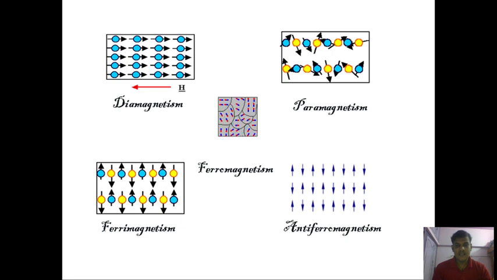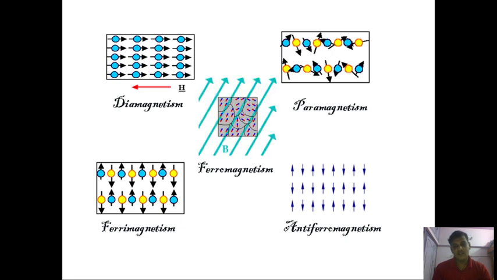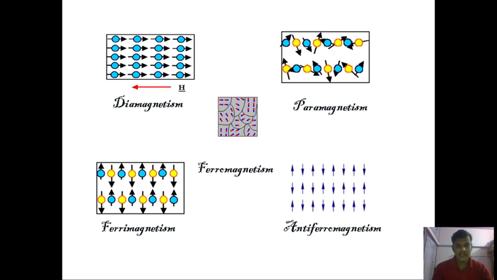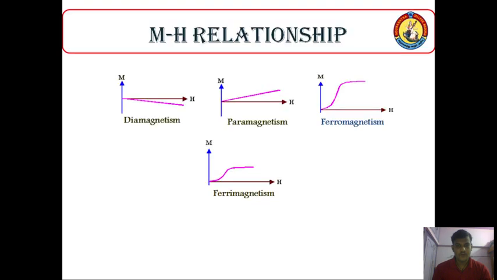Here the atomic alignments are anti-parallel to the direction of the magnetic field when we apply it, and in the ferrimagnetic material the positive spin is not equal to the negative spin. But all these three, ferromagnetism, ferrimagnetism and antiferromagnetism, give the hysteresis behavior. Before we see the hysteresis behavior, the general M-H relationship for diamagnetism: here H is the applied field direction and M is the magnetization direction.